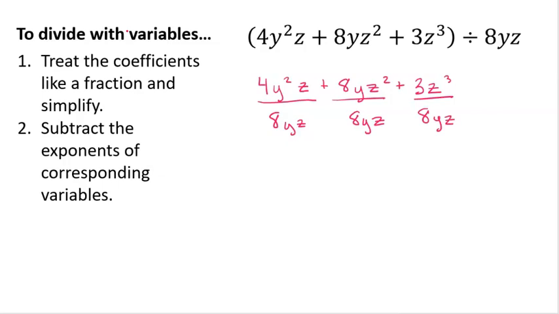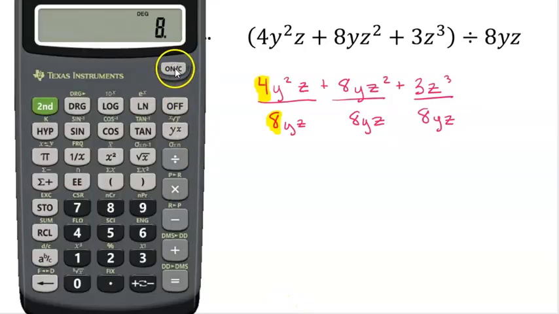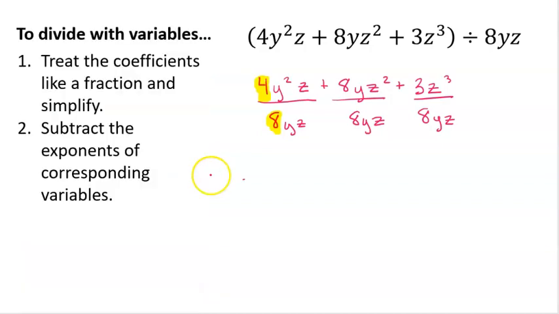And then from here, we're treating the coefficients like a fraction. So I'm looking at 4 over 8. 4 over 8 gives me 1/2. And so if you don't know how to do this in your calculator, we have 4 divided by 8. And then it gives us a decimal, but oftentimes it's not going to be written as a decimal. And so to change it back, you're going to hit second and then this F to D button in the bottom left corner. So that gives us 1/2. And so now I have 1 over 2.